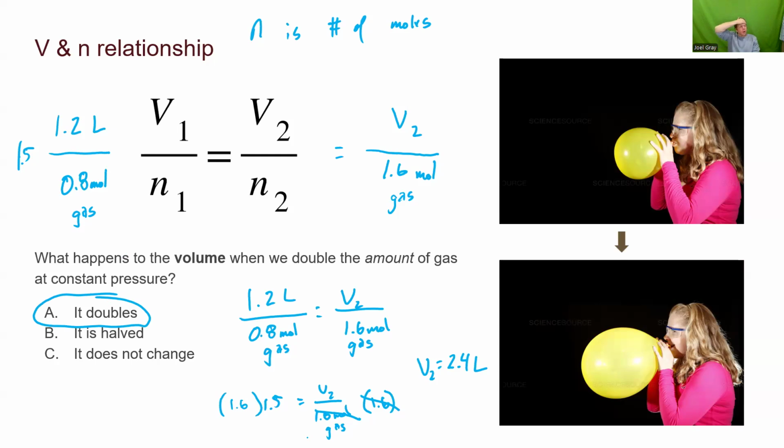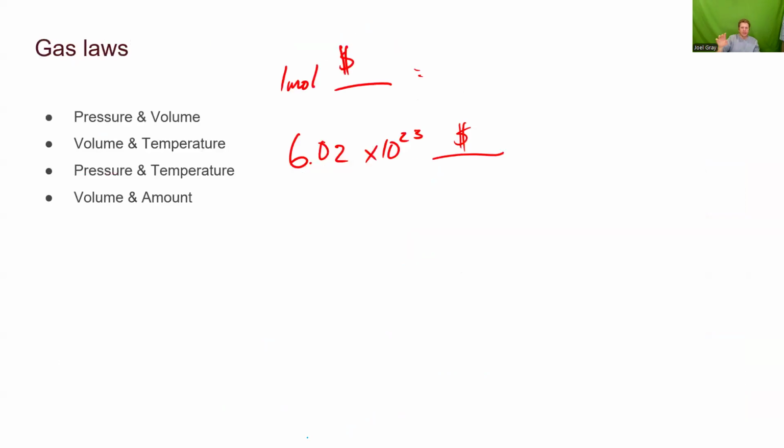Now, before I call it a day on this stuff, and this was intended to be my bookmark end, we've talked about 4 different gas laws and 4 different relationships here. Pressure and volume, volume and temperature, pressure and temperature, volume and amount.